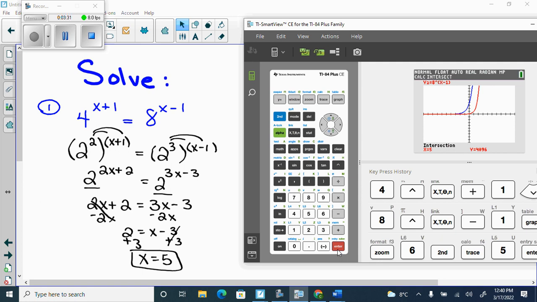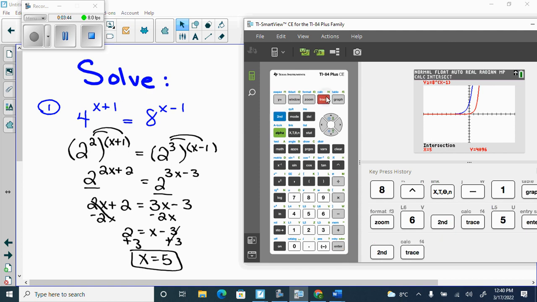I don't care what the y is. The y is not helpful. It's the x that matters. So the answer is 5. I have 5. I am happy. I am right. I move on. So remember, we do second, trace, 5, enter, enter, enter.